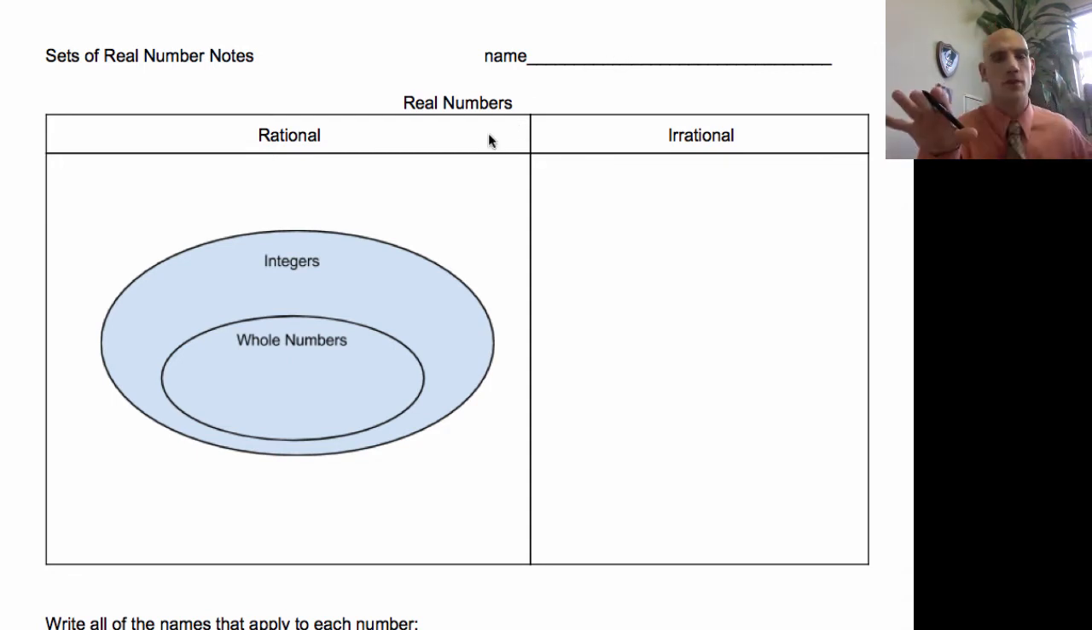There are basically two categories, rational and irrational, and you're going to see that I have this Venn diagram inside of the rational part, because they're going to fall into integers and whole numbers, and we're going to go from the outside in, from the most broad to the least.